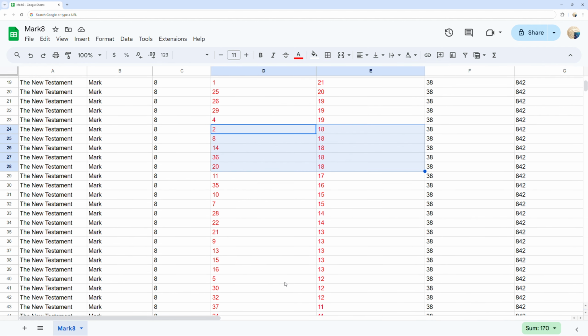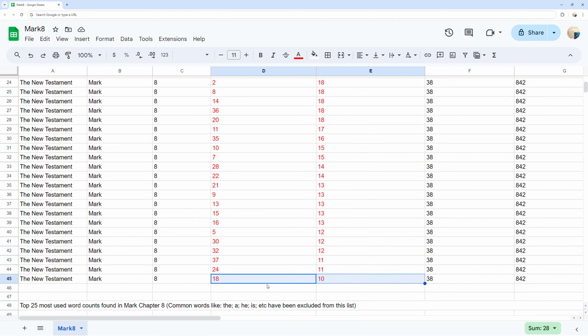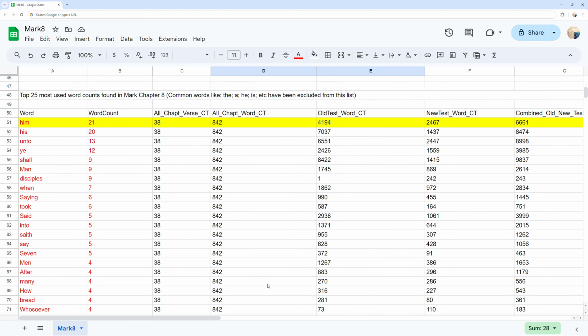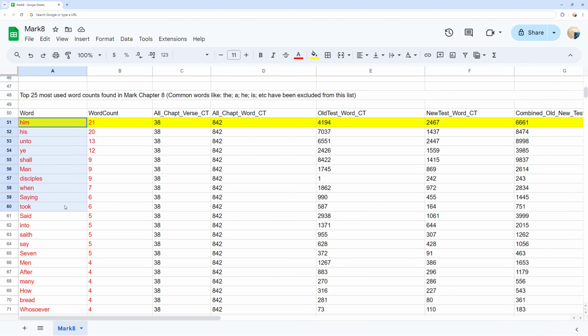Top 25 most used word counts found in Mark chapter 8. You can see the most frequent words in Mark chapter 8 and the word count for each ordered by word count. As well, you can compare that to the total times those words are used in the whole of each Old Testament, New Testament, and both Old and New Testament combined.